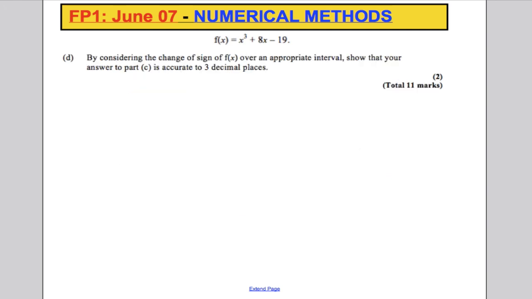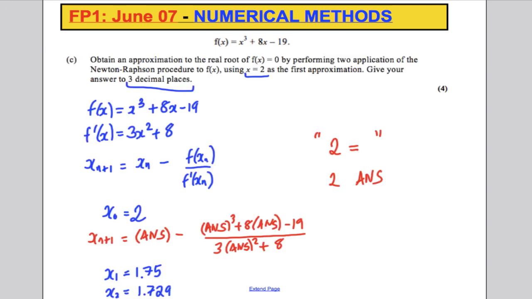Okay, part C, by considering the change in sign of f of x over an appropriate interval, show that your answer is accurate to 3 decimal places. Well, our answer is alpha is 1.729.